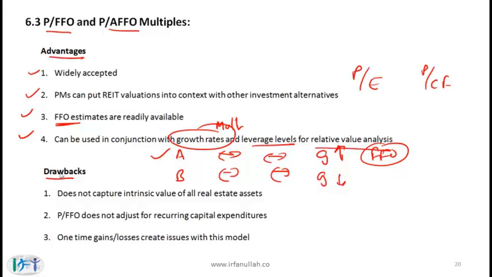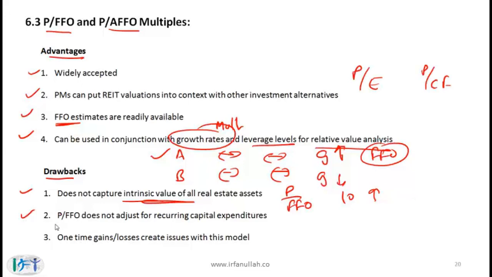Moving now to the drawbacks. These multiples do not capture the intrinsic value of all real estate assets. The point here is that if a given REIT owns lots of land, we need to make adjustments to multiples such as price to FFO for any vacant properties. So if without the vacant property you have a given multiple of say 10, then when we factor in the vacant property, this multiple should be adjusted upwards before it can be compared with say the multiple of another REIT which does not have vacant property.